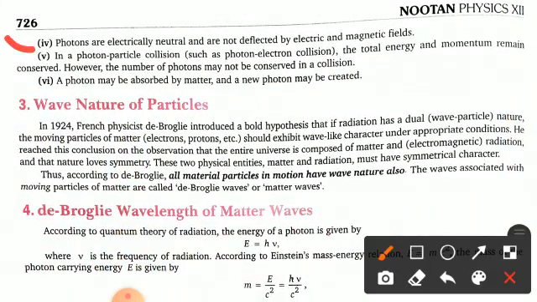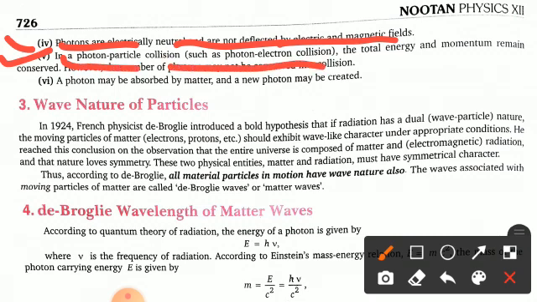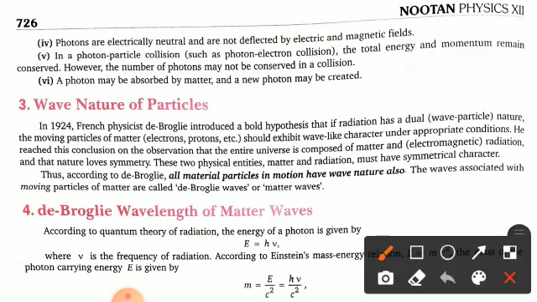What is the fourth one? Come to the fourth one: photons are electrically neutral and are not deflected by electric and magnetic fields. Now the fifth one: in a photon-particle collision, such as a photon-electron collision, the total energy and the momentum remain conserved. However, the number of photons may not be conserved in a collision.